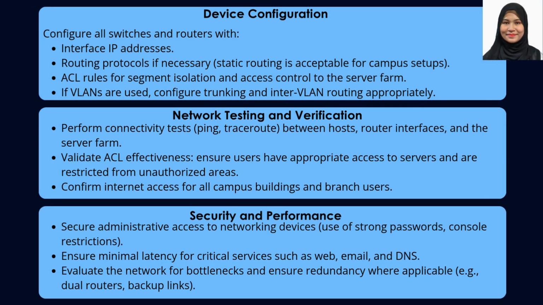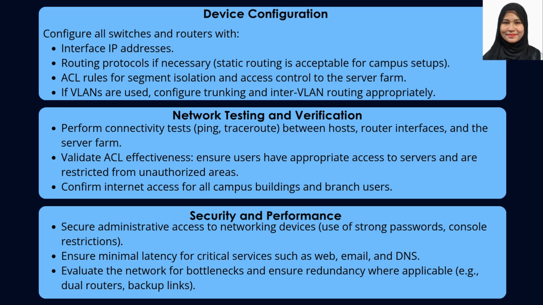Next is device configuration, which configures all switches and routers with interface IP addresses, routing protocol if necessary, and ACL rules for segment isolation and access control to the server farm. If VLANs are used, configure trunking and inter-VLAN routing appropriately.